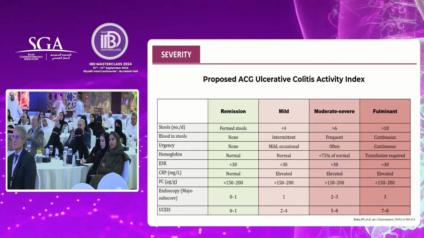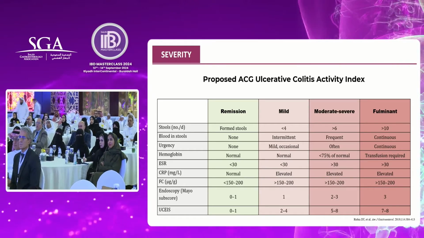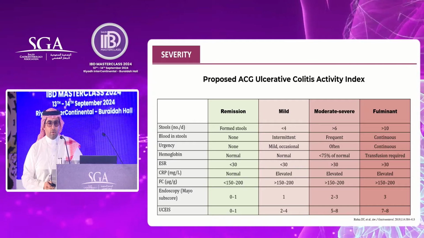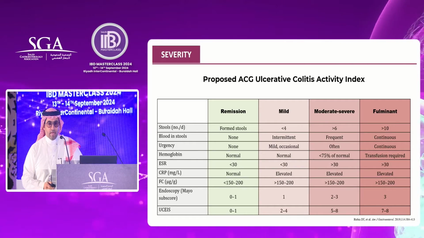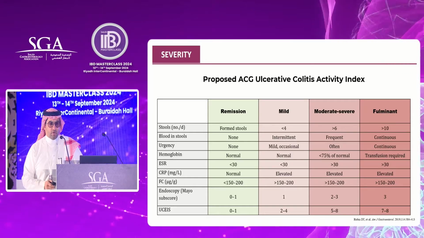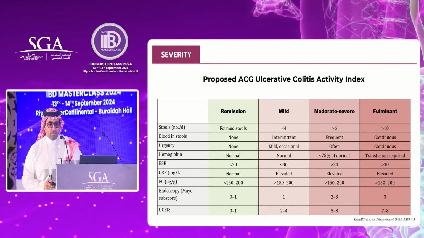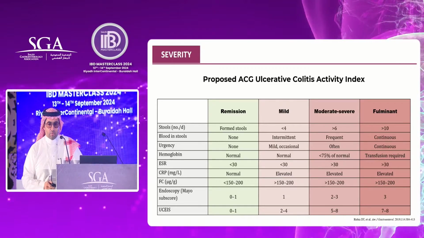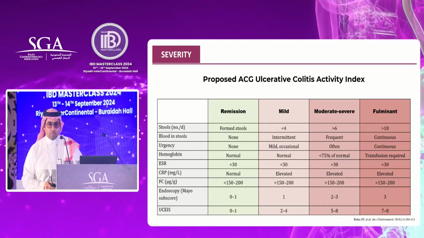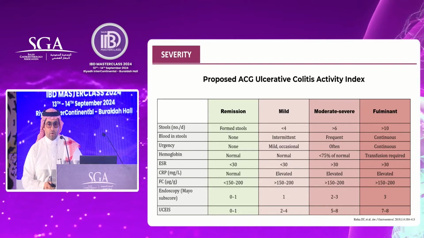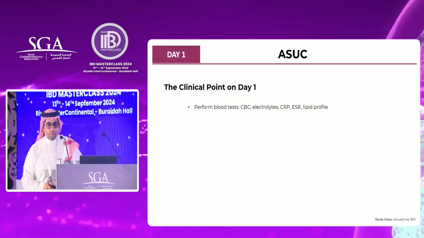So this is the ACG proposed ulcerative colitis activity index, and they classify it into 4 categories: remission, mild, moderate, severe, and fulminant, including several markers here. Recently they added urgency and fecal calprotectin, and I think the fecal calprotectin being included here can help us in our clinical practice.